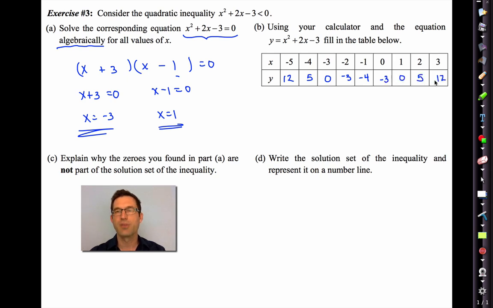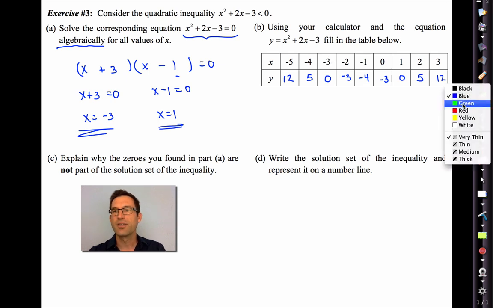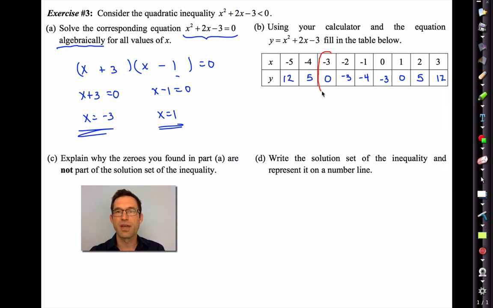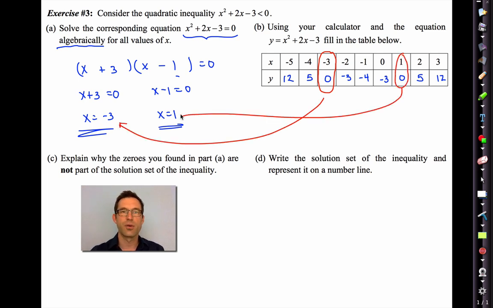All right, it's a parabola, so nice and symmetric. By the way, note something that we should have already known: when x was negative 3, y was 0, right? That corresponds to this guy. And when x was 1, y was also equal to 0. That corresponded to this thing.